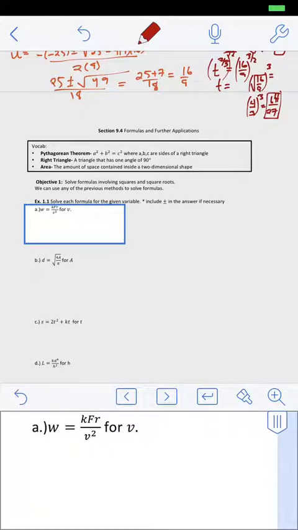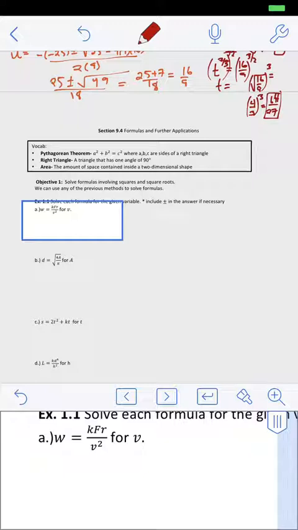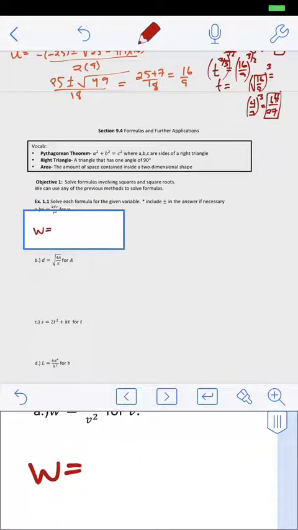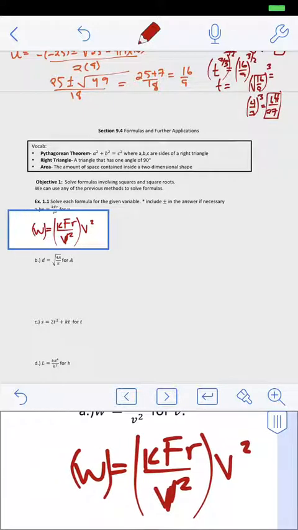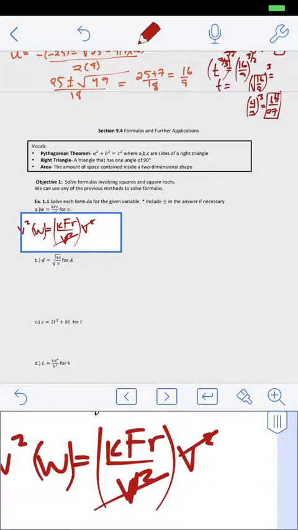Okay, so here I have W equals K F R over V squared. I want to solve it for V. Well, first off, it's irrational, right? So I have K F R over V squared. I've got the variable in question in the denominator. That's a problem. So let me multiply by it to get rid of it, or to move it to the other side and actually put it in the numerator.